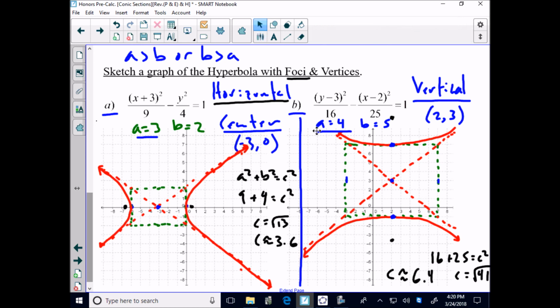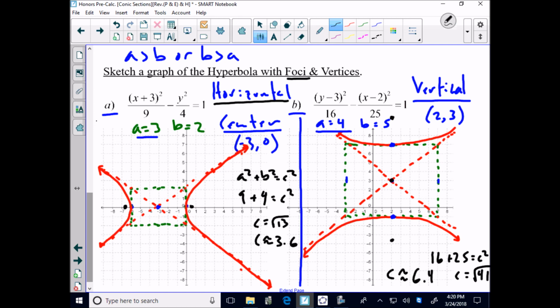Now, the foci of this hyperbola, we're going to have to use that Pythagorean relation to get. So right here we would say a squared plus b squared equals c squared for that Pythagorean relation. So right here we've got 16 plus 25 equals c squared, which gives us c as the square root of 41, and we can say that that length c, which is the distance from the center to the foci, is approximately 6.4. So there's our center.